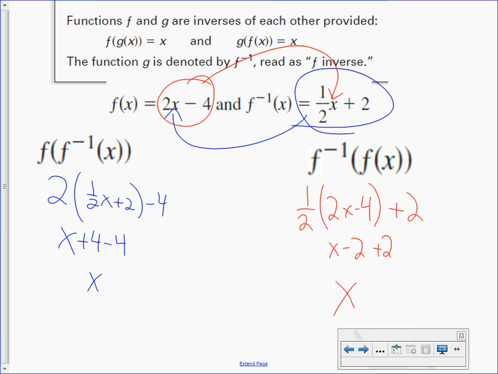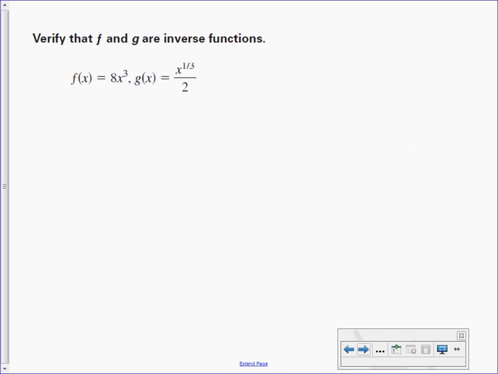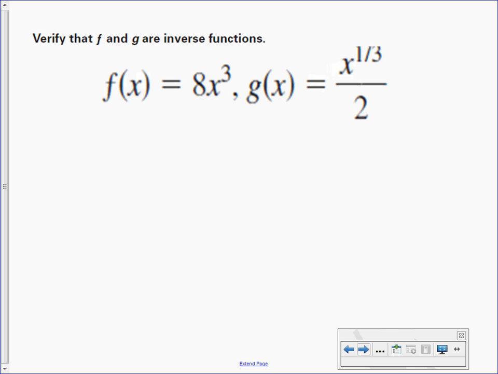The next example I have is in fact written that way, f of x and g of x. I want to verify that f of x and g of x are inverses of one another, where f of x is 8x cubed, and g of x is x to the 1/3 divided by 2.